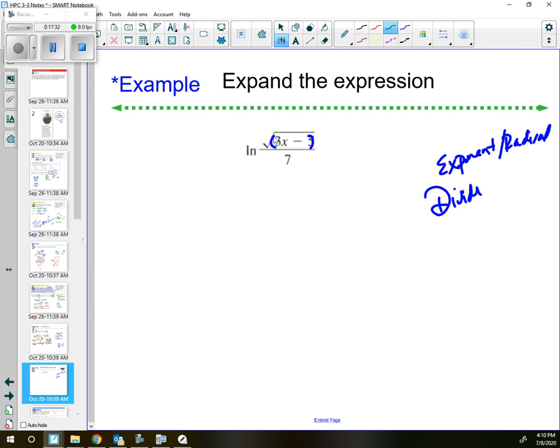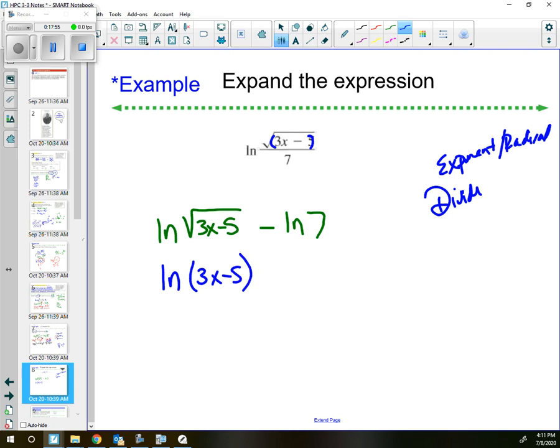So the log of the quotient is the difference of the two logs. So it'd be the natural log of this radical minus the natural log of 7. Natural log of 7, there is nothing else to do with. It is just a single number. There's no operation there to deal with. Okay, remember how we dealt with radicals? That would be the ln of 3x minus 5 raised to the what? So square root is the same as the 1/2 power. So I'm going to go ahead and write it like that.